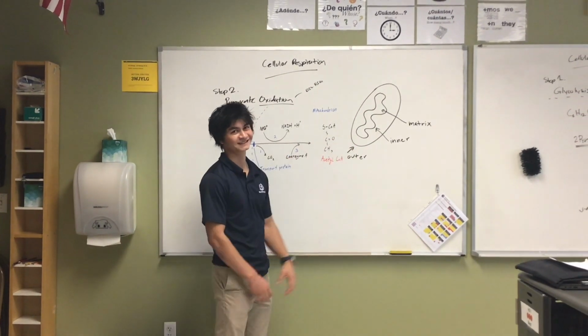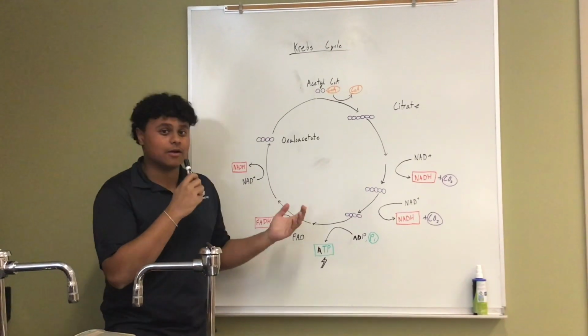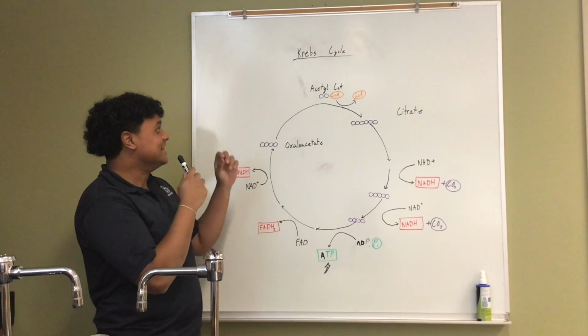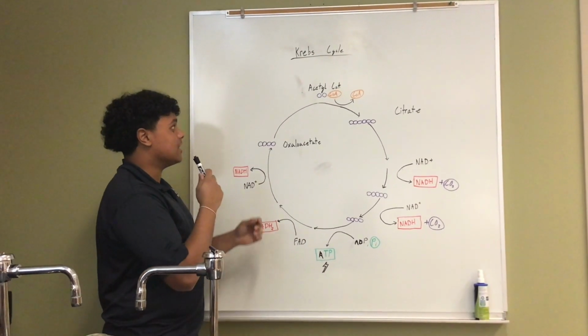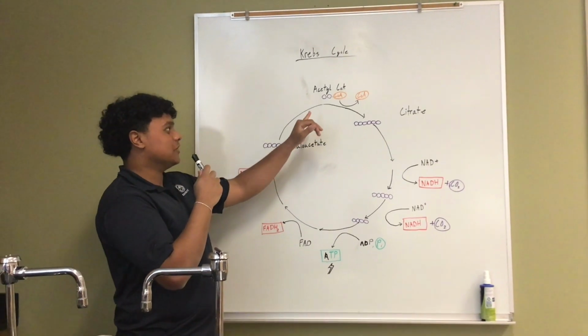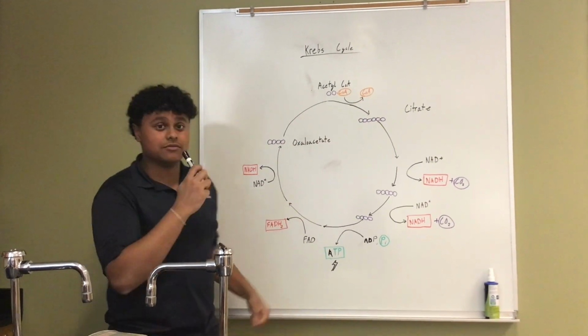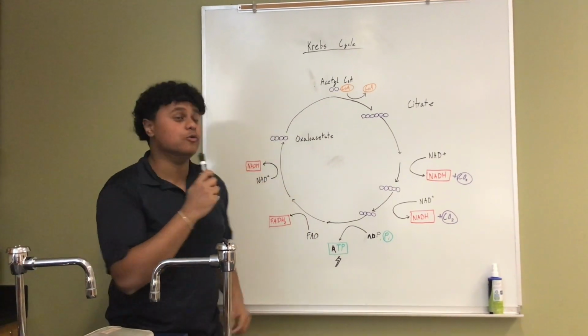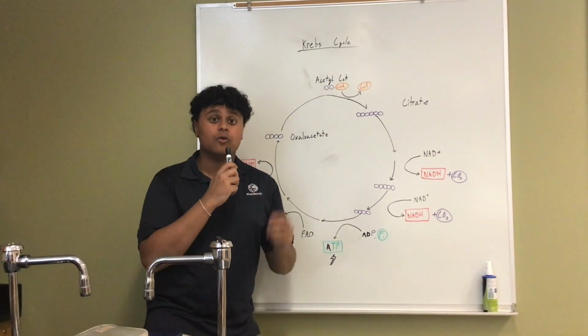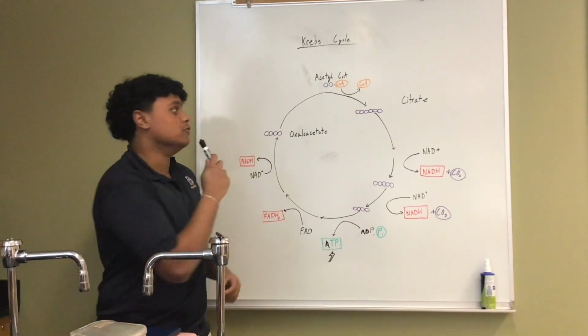So today we're going to be learning about the Krebs cycle. We start off with the acetyl-CoA, and we move on to the CoA being taken out, which leaves us with citrate. Now, this cycle is accounting for 2 pyruvate. So we have 6 carbon, which means we have 3 carbon for each pyruvate.